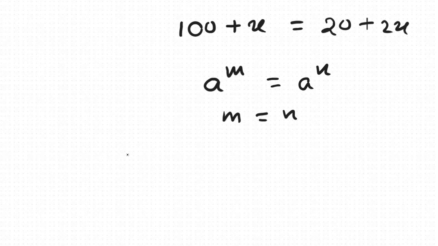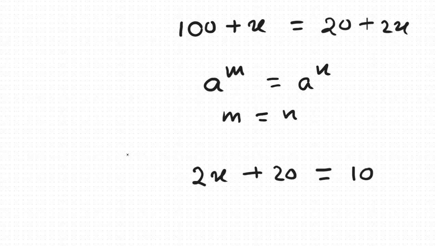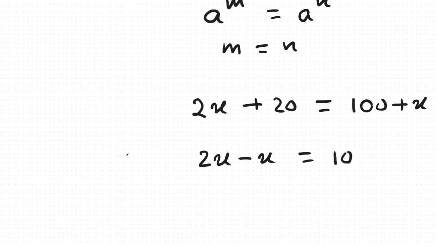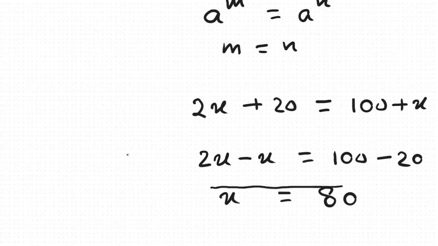Then we get 2x plus 20 equals 100 plus x. Next we can write 2x minus x equals 100 minus 20, which gives us x equals 80, which is our solution.